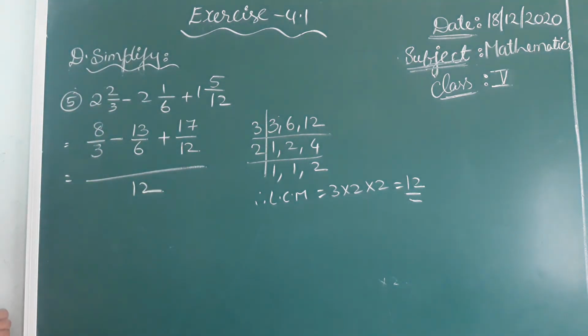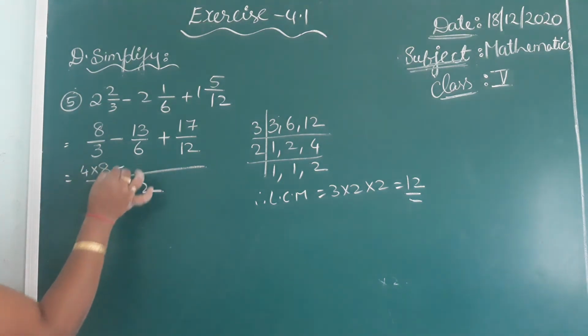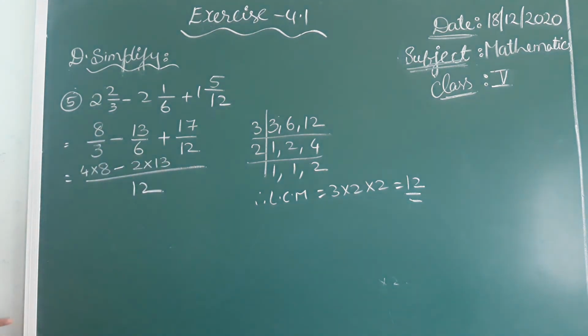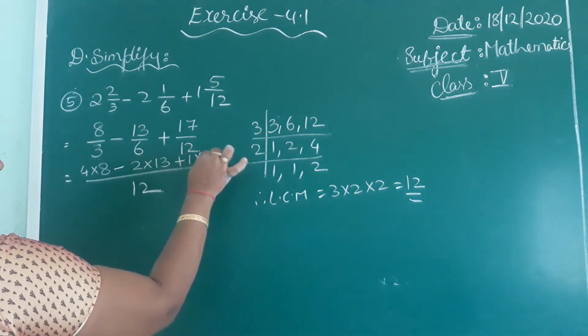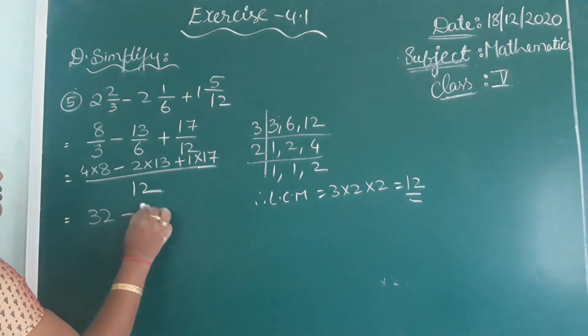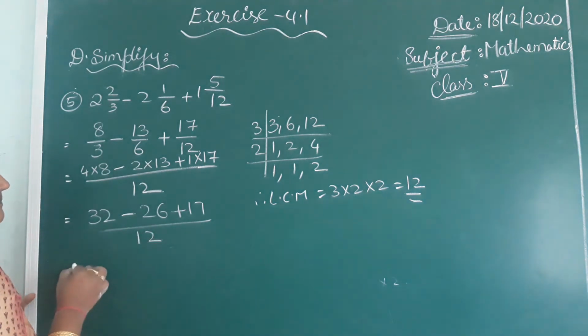12 divides this 3 by 4 times, 4 into that number numerator 8, minus it divides 6 by 2 times, 2 into that number numerator 13, plus 12 divides 12 by 1 time, 1 into that number numerator 17. 8 4s are 32 minus 2 13s. What is 2 13s, children? 2 13s, 13 2s are 26, plus 17 by 12.